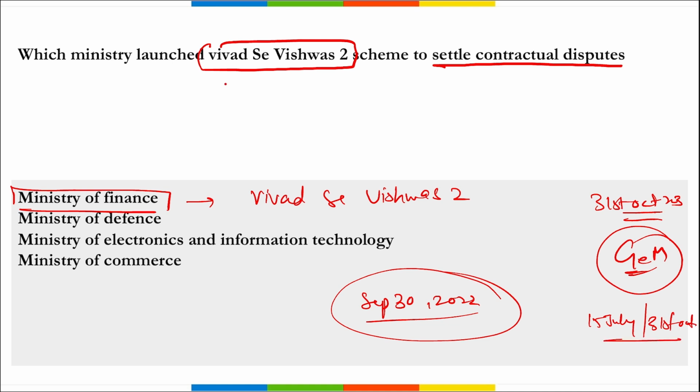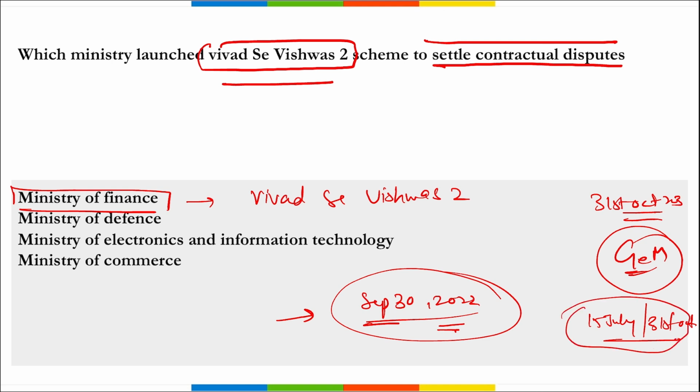So coming back, remember Vivad Se Vishwas 2, this scheme was to settle contractual disputes, and the contractual disputes till September 30, 2022 will be solved here. And to apply for the scheme, the deadline is 31st of October, and this is open from 15th of July till 31st of October, correct? And these contractual disputes that we are talking about, this is to settle all the contractual disputes that involve the government of India or any of their organizations, correct? So it was launched by Ministry of Finance.